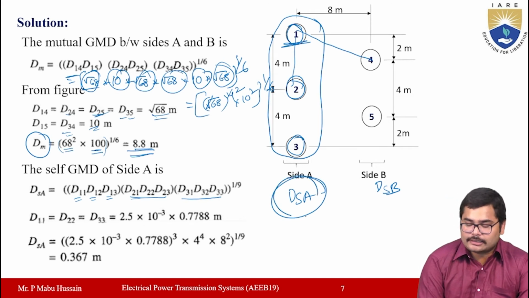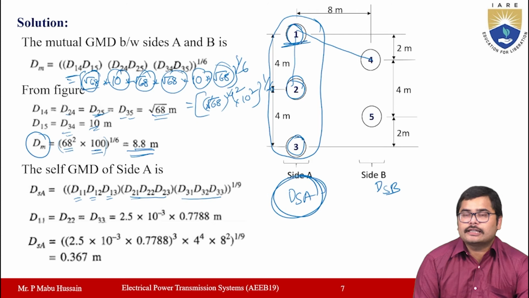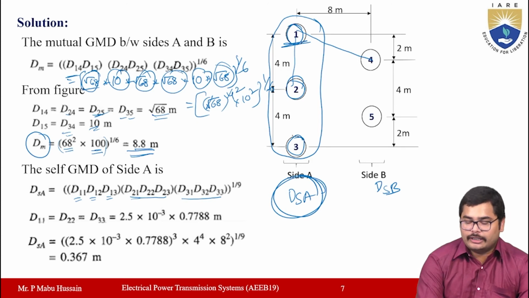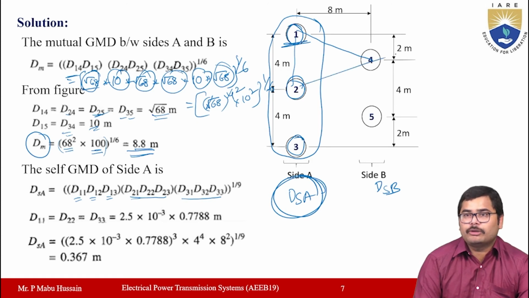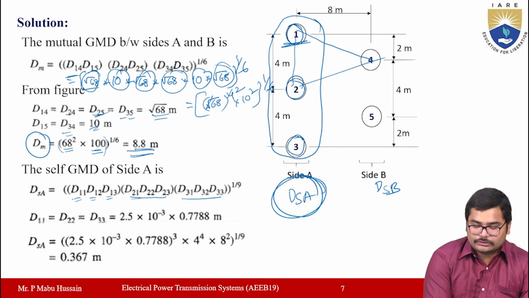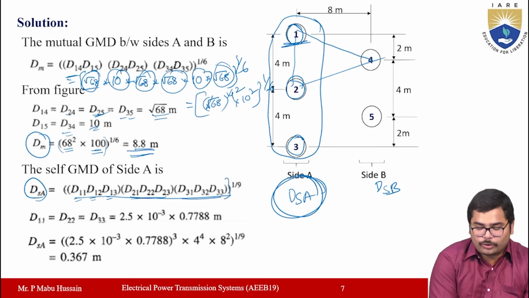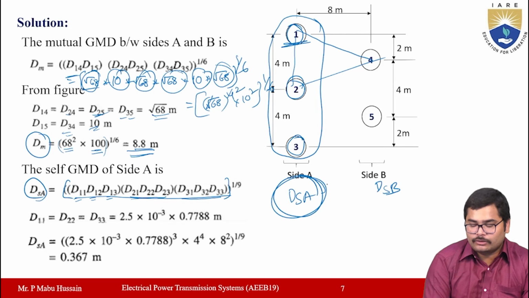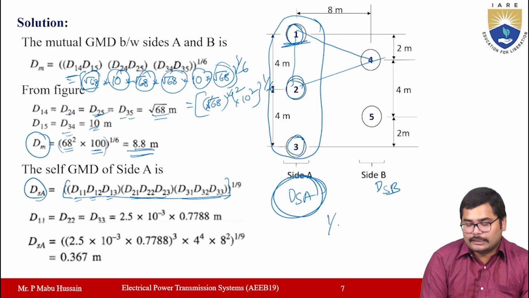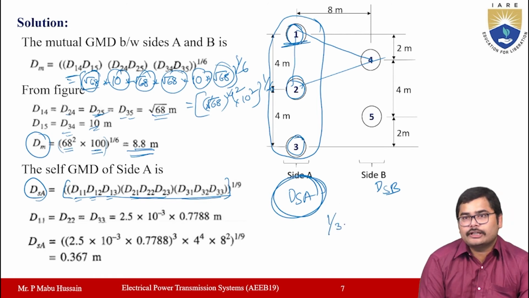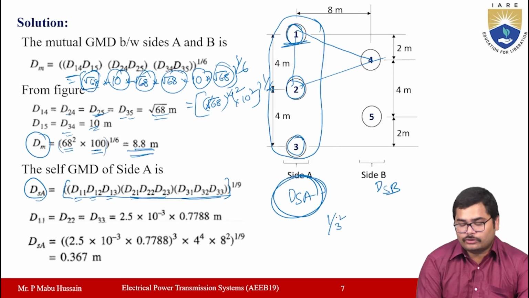While calculating this self GMD, you have to take only the self distances. You should not take D24, which will become the mutual distance. So DSA will be all the possible distances by considering each subconductor, and then whole to the power of 1 by total number of conductors square, which is here 3 square. 3 square is nothing but 1 by 9.